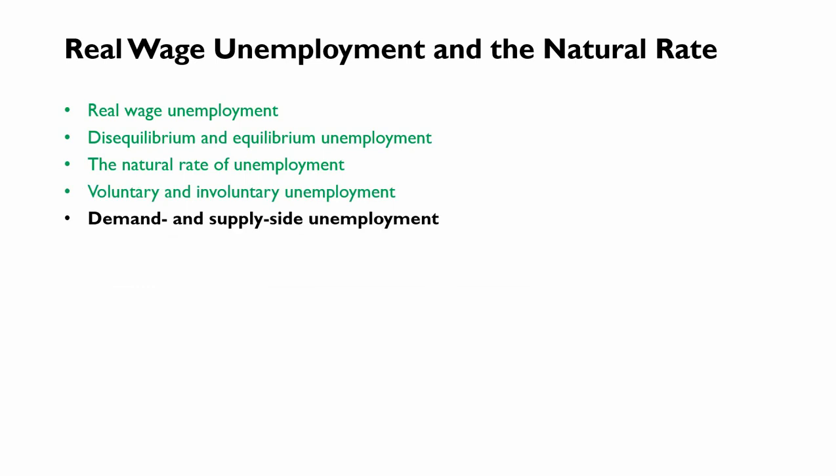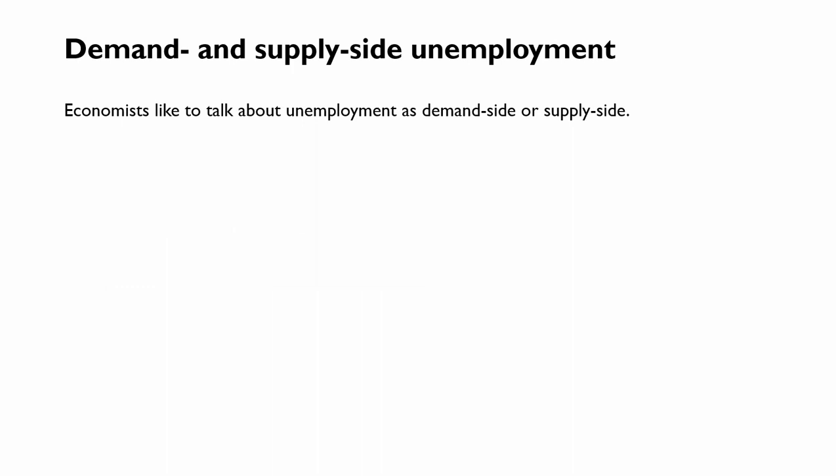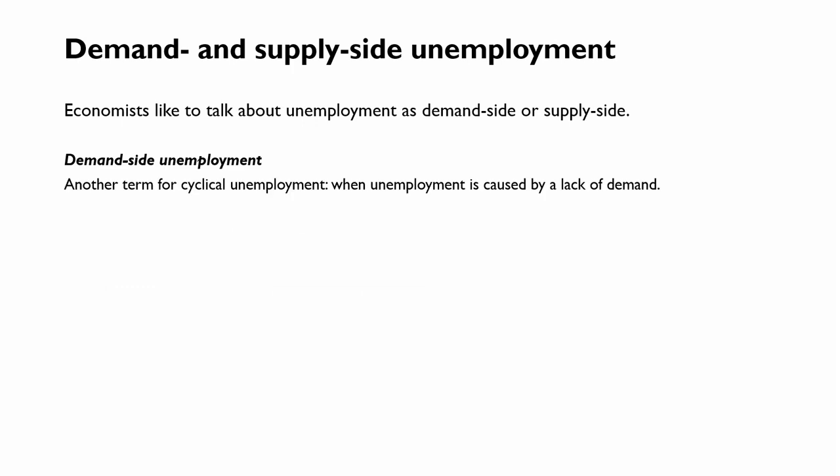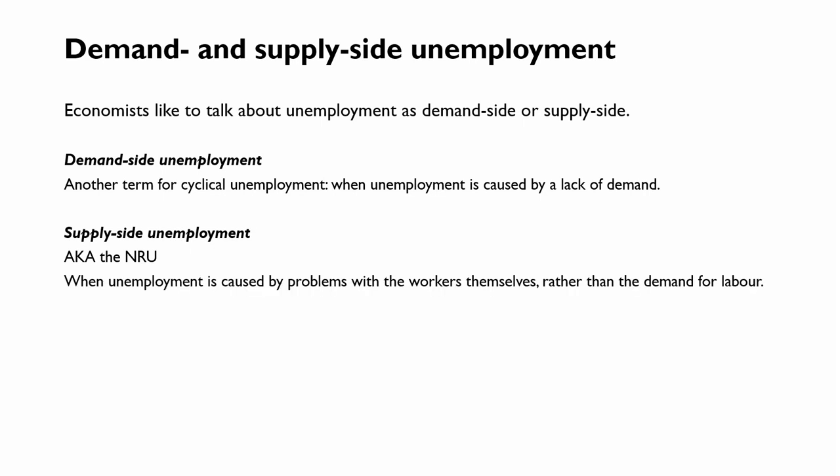Lastly, let's just quickly meet these terms: demand and supply side unemployment, just to finish our overview. We like talking about unemployment as about the demand side or the supply side of the economy. Demand side, we're thinking cyclical unemployment. It's when unemployment is caused by a lack of aggregate demand in the economy. Supply side unemployment, on the other hand, is just our natural rate of unemployment. It's when unemployment is caused by problems with the workers rather than with the demand for labour. So it might be that workers are supplying their labour to the wrong industries, structural unemployment, or they have a particularly high reservation wage.